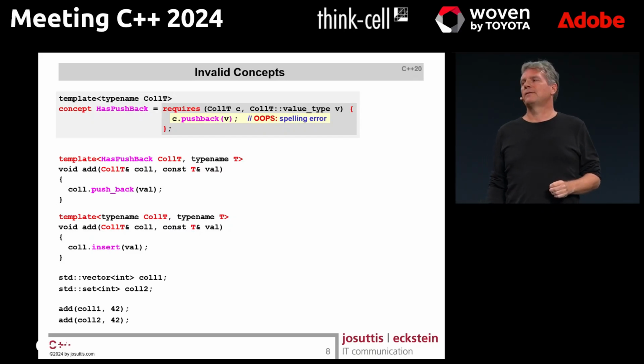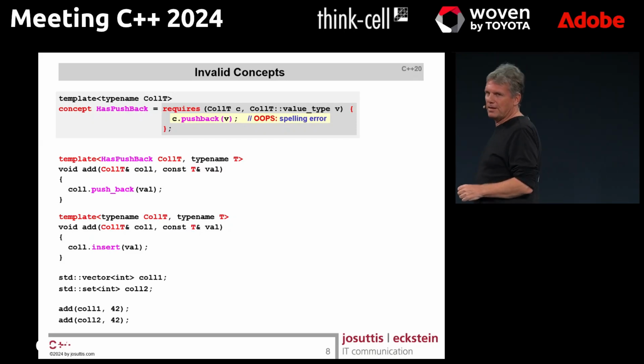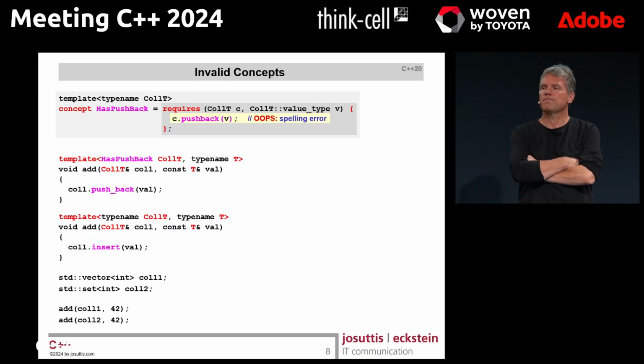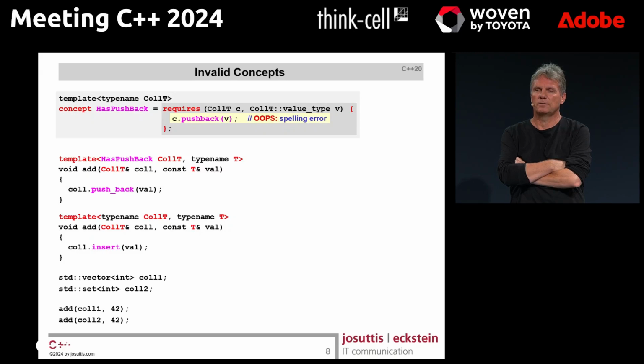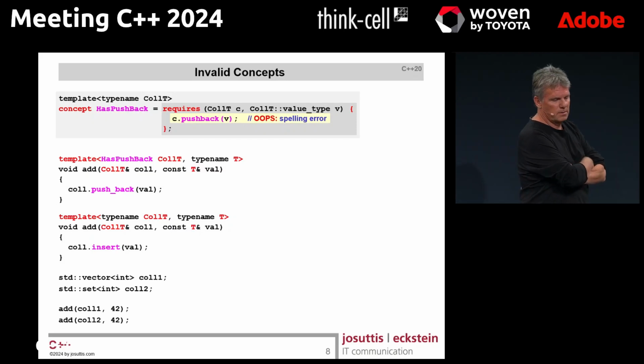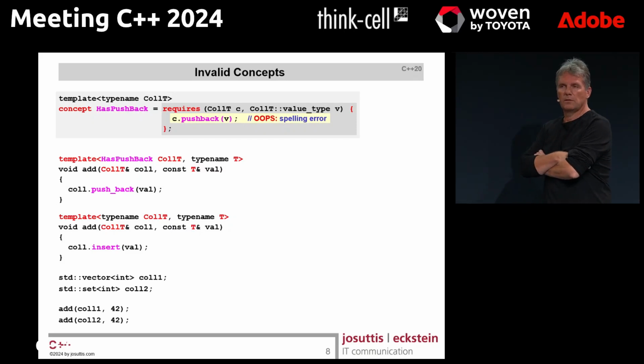So if you understand what I taught you here in the first 5 minutes, you might understand what happens here now. Let's make a mistake. And let's, in the requirements for has_pushback, misspell push_back. So let's skip the underscore. So what we say here is the concept has_pushback is satisfied if there's a member function called pushback without an underscore. So what is the result of this? What happens now if you compile this?